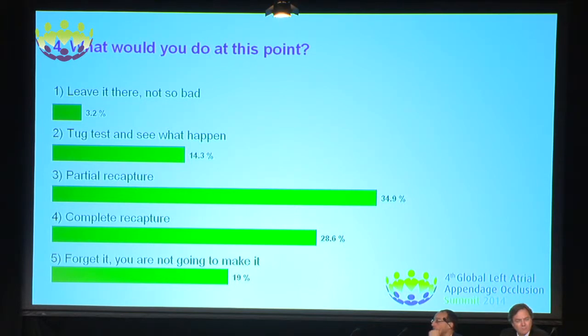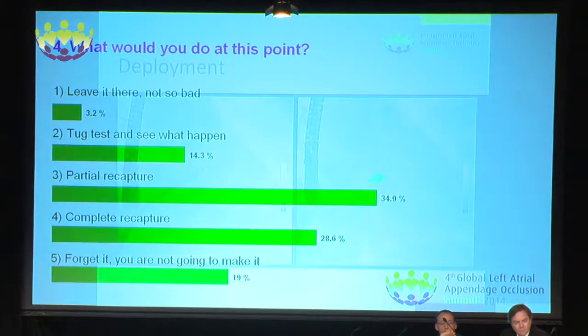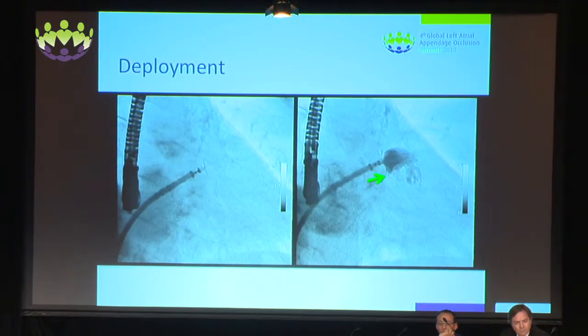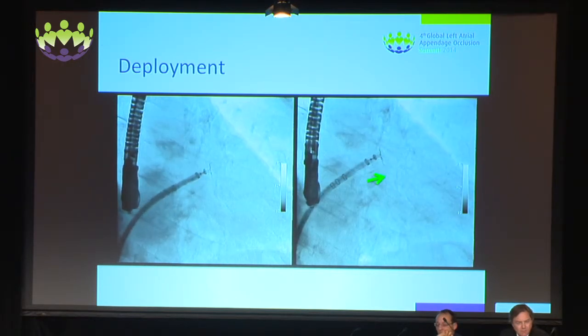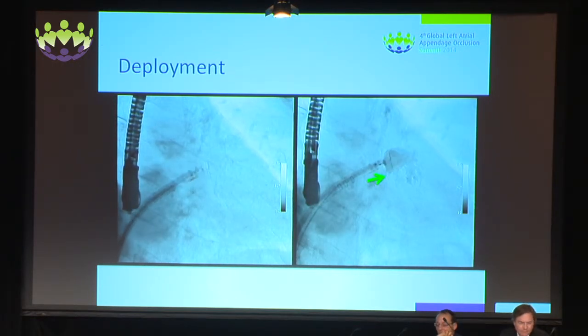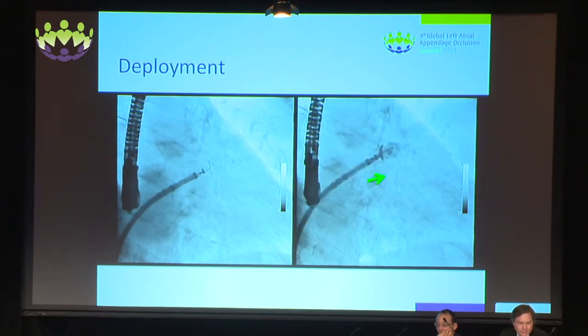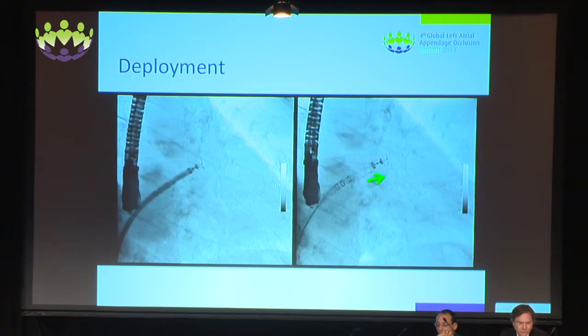We decided to do the tug test, because many times when you perform the tug test, it can move a little bit. So we decided to try initially the tug test. You can see the tug test on the left panel. You can see that the device is stable, but it moves a little bit. So when we inject contrast, in comparison with the previous angio, the leak was smaller.